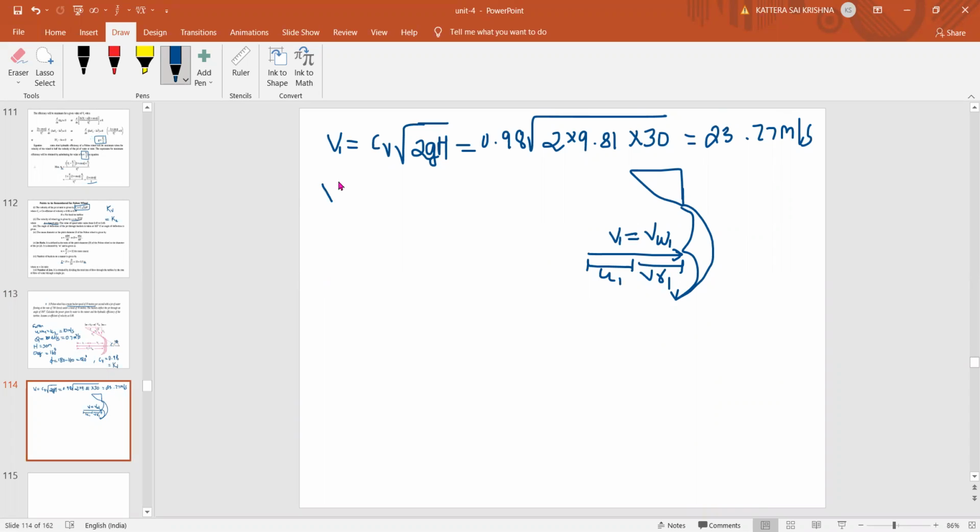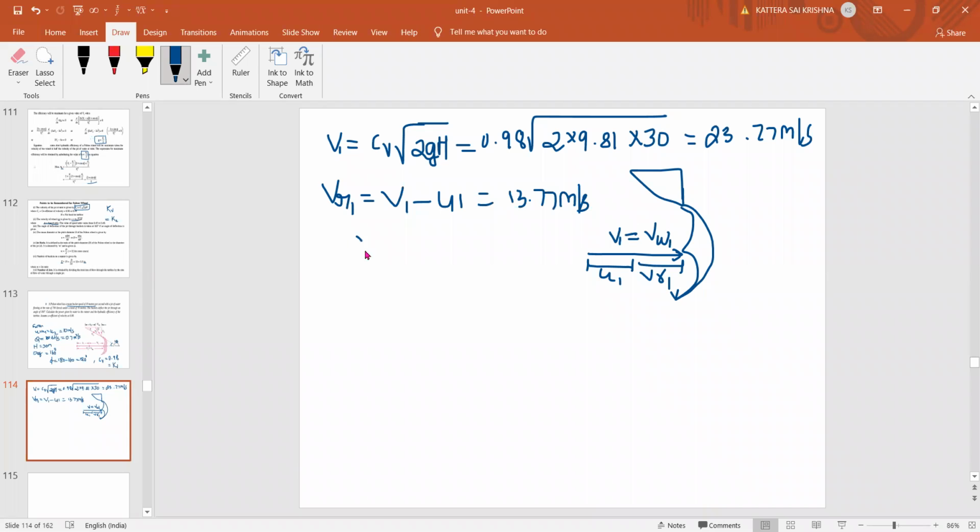VR1 from inlet, we don't have any triangle. From inlet, VR1 equal to, what is the value here? Can anyone tell what VR1 is equal to? This value, V1 minus U1. So VR1 equals V1 minus U1, that is 23.77 minus U1. What is the value of U1? 10. So totally you'll get 13.77 meter per second. So VR1 equals 13.77 meter per second.